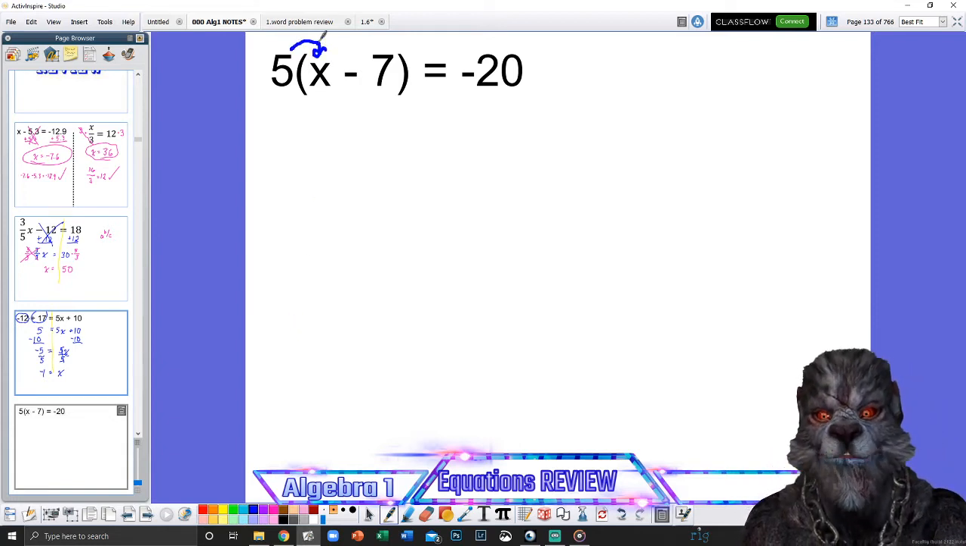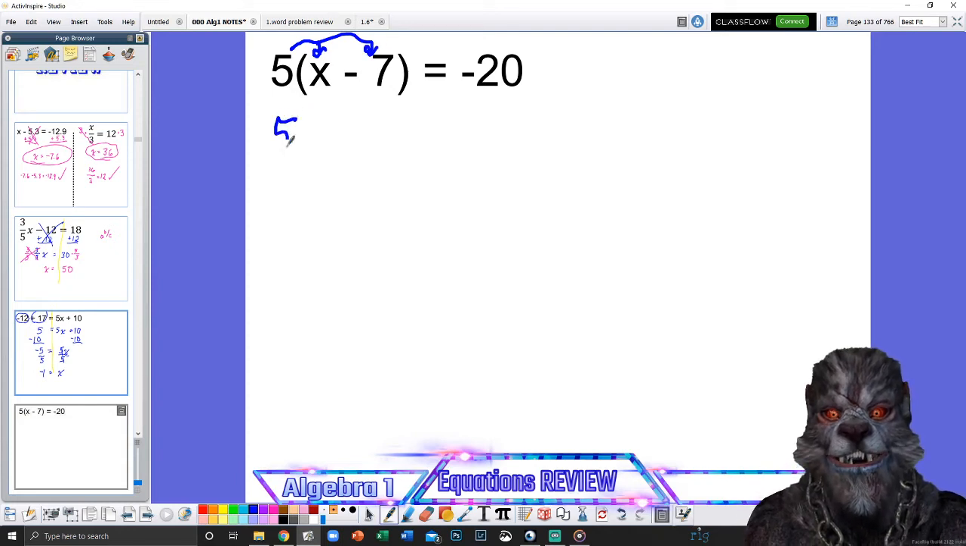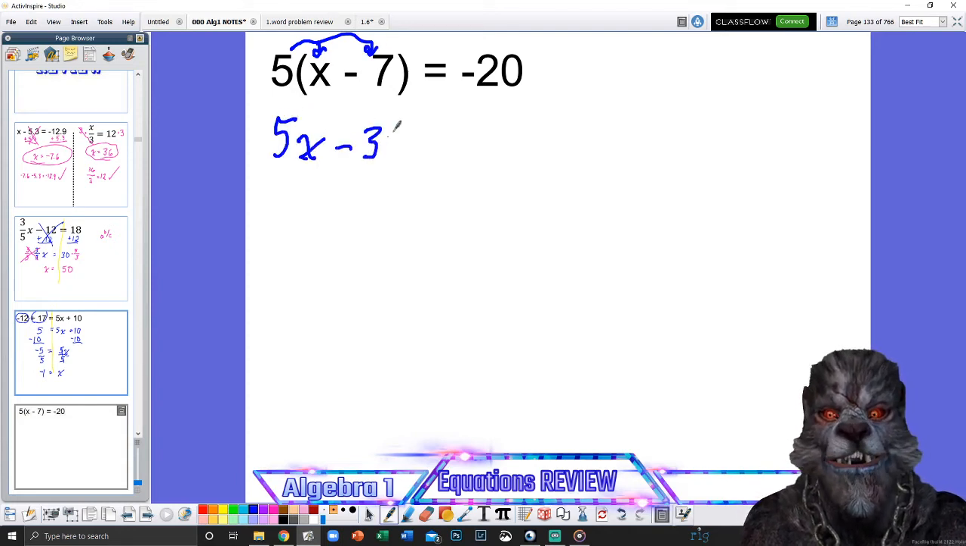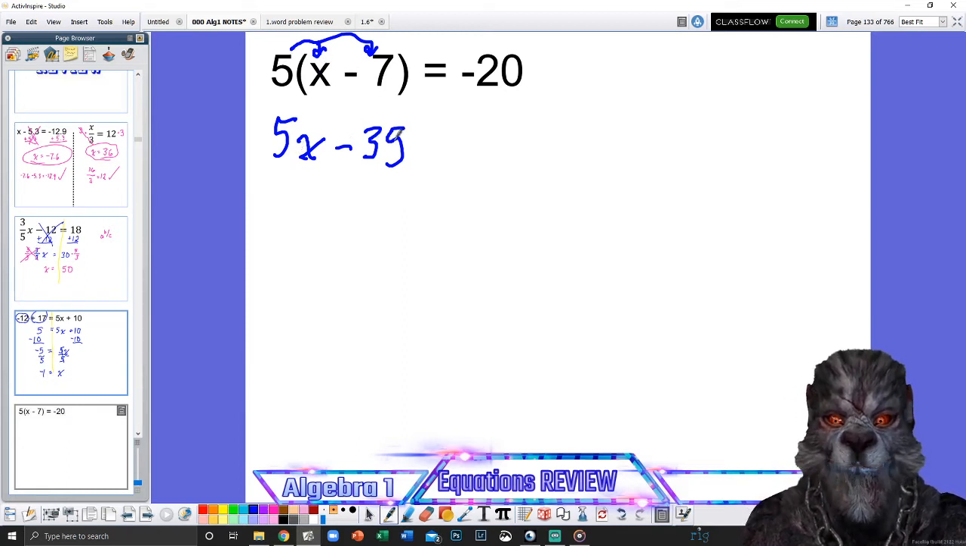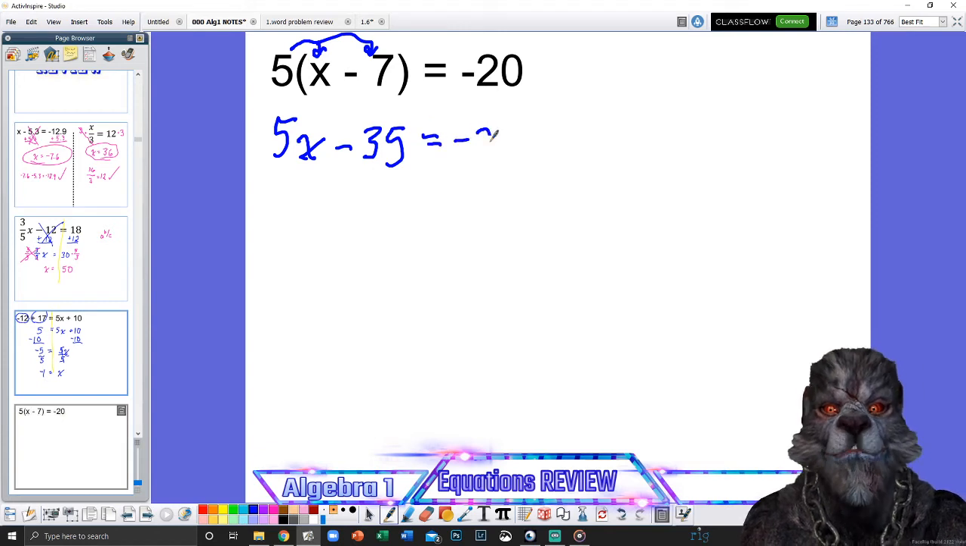So we're going to take that 5, distribute it through. This gives me 5x minus 35, because 5 times x is 5x, 5 times negative 7 is negative 35. And then copy equals negative 20.